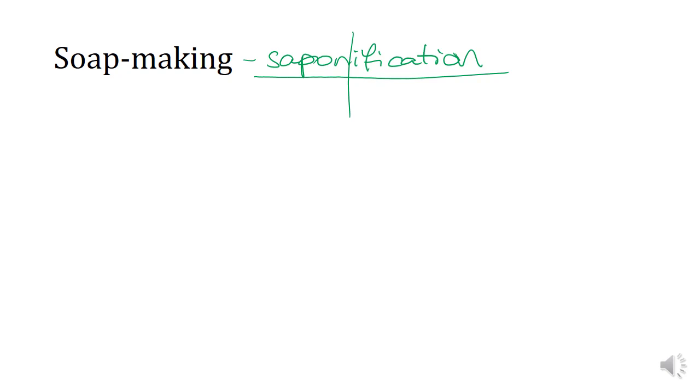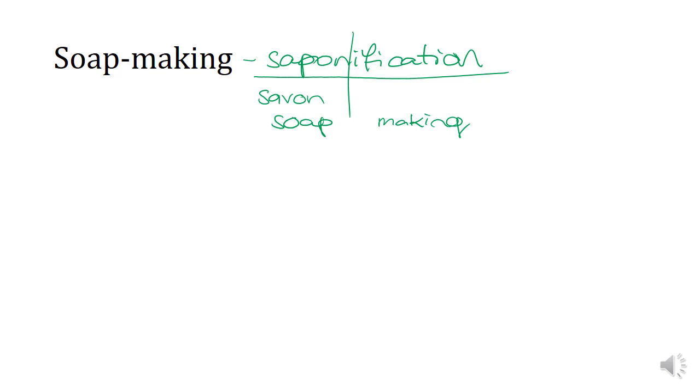So soap making, the chemical term for it, is called saponification. Now, literally half of you study French. So sapon comes from the French term savon, which is soap. Ification means making. So saponification is soap making. So this is our alkaline.